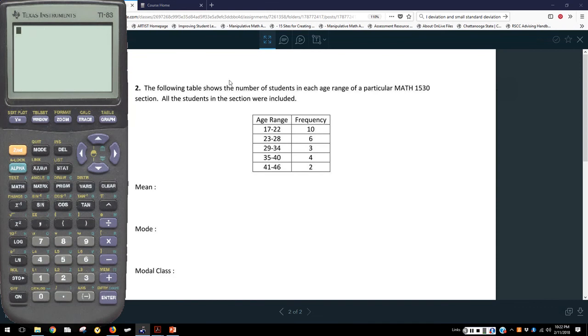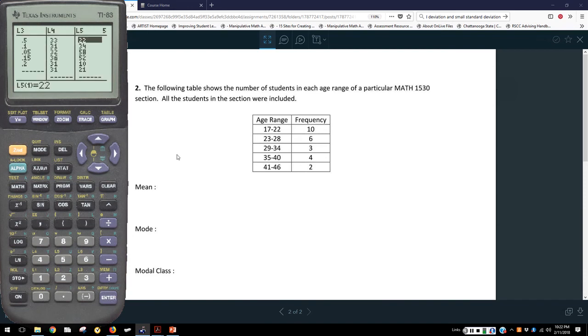The issue here is that we do not have a single value for these 10 numbers. We've summarized our data. This is the ages in a particular Math 1530 section. And we had 10 students from 17 to 22. We had 6 from 23 to 28. We had 3 from 29 to 34. We had 4 from 35 to 40. And we had 2 between the ages of 40 and 46. And we need to calculate mean, standard deviation, and so forth, but we don't have the actual raw data. We can still calculate those values. This is how we do it.